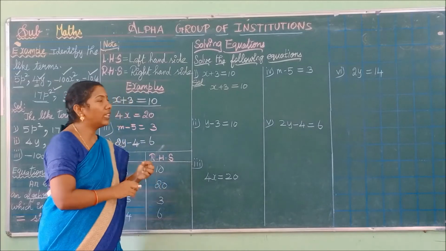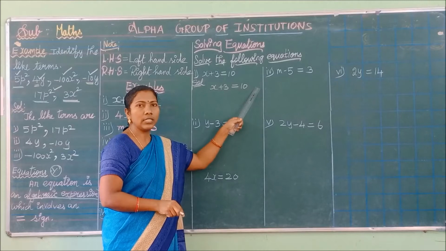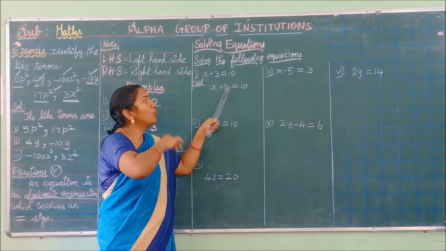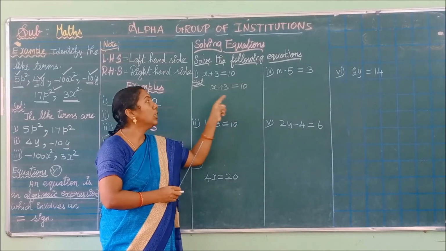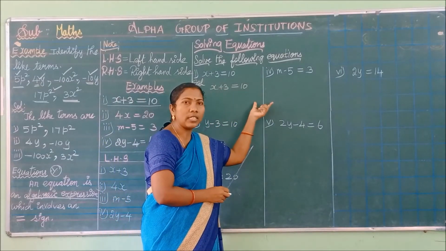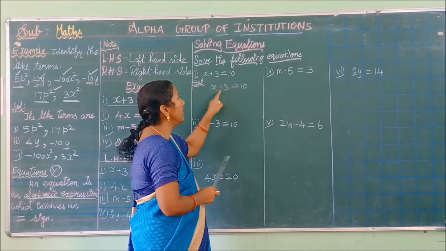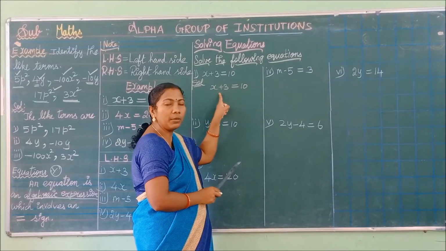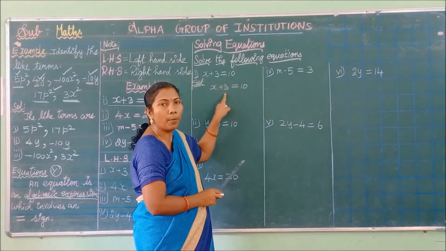In order to find the value of x, you must bring this 3 to the RHS side. That is, you have to bring this 3, which is present on the left hand side, to the RHS side. That is the rule we have to follow. The rule is, if you transpose any element from one side to another side, its sign should be reversed. What is meant by reverse? If it is addition, it becomes subtraction. If it is multiplication, it is reversed into division. Here the 3 is in the operation addition.